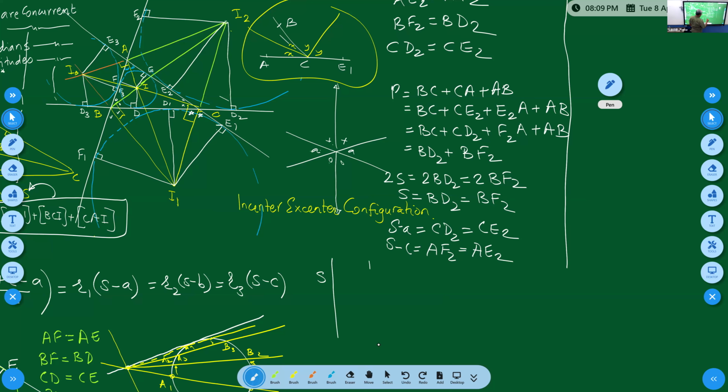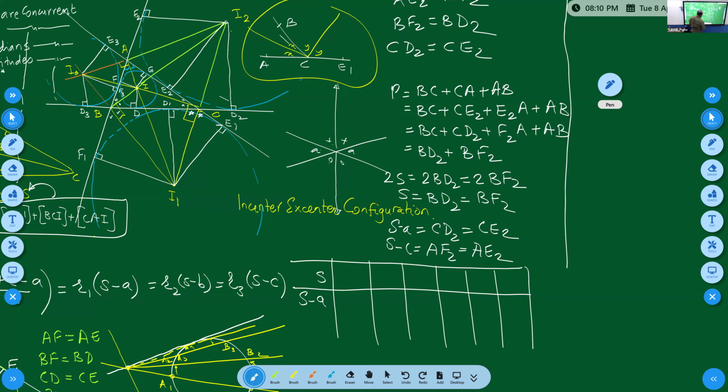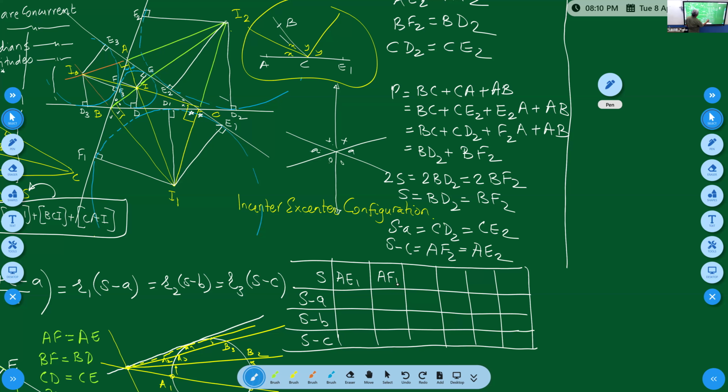This is present at 6 places. S minus A is present at 6 places. S minus B is present at 6 places. And S minus C is present at 6 places. If we start with A: AE1, AF1, BD2, BF2, CD3, CE3. These are the 6 positions where you have S.